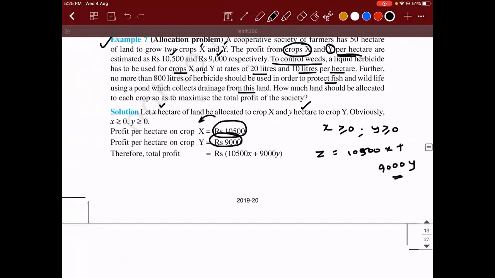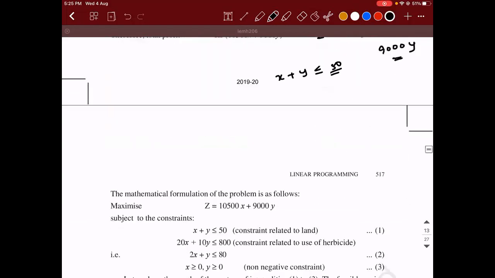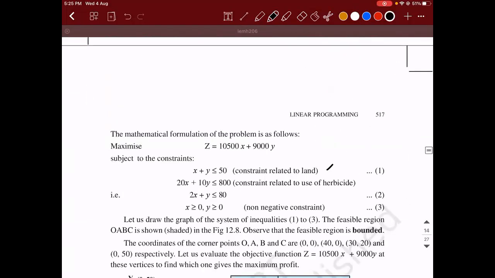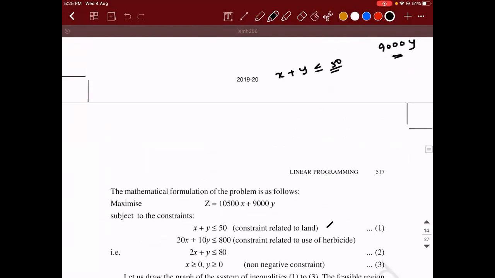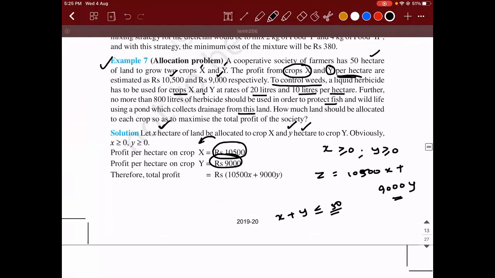So one thing that is clear, X hectare plus Y hectare should be less than or equal to the total available land. That will be the first equation. So this is the constraint related to the land. What are the other constraints that are related? Constraint means restriction. What is the other restriction you have?